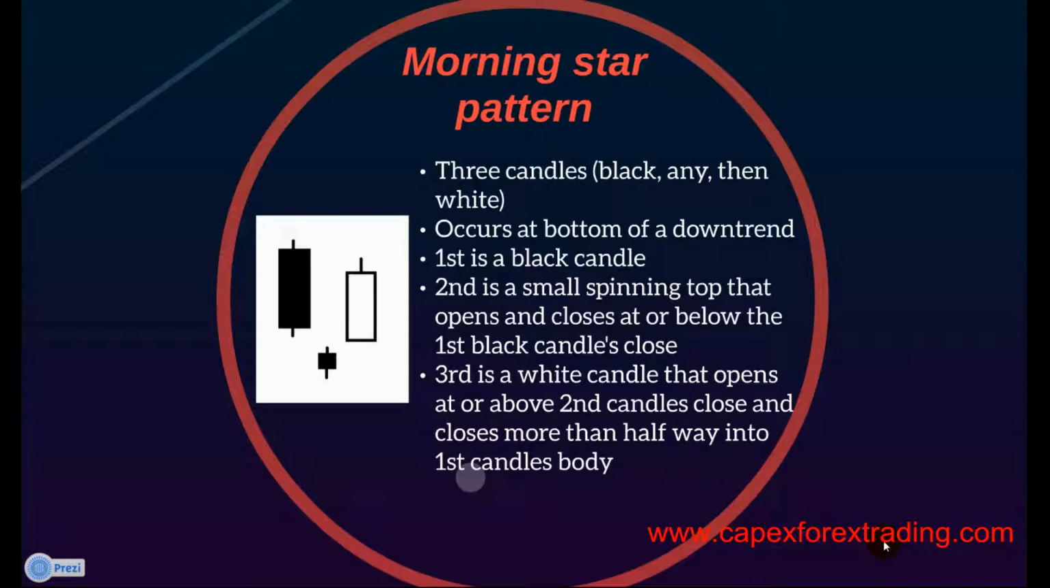In terms of the rules for the Morningstar pattern, the first candle always has to be a strong black candle that you can see here. The second candle is a small spinning top that opens and closes at or below the first black candle's close, which you can see here. The third candle has to be a strong white candle that opens at or above the second candle's close, and it also has to close more than halfway into the first black candle's real body, so that you can see there. Now, if this white candle closed in this area here, this pattern would not qualify as a Morningstar pattern.